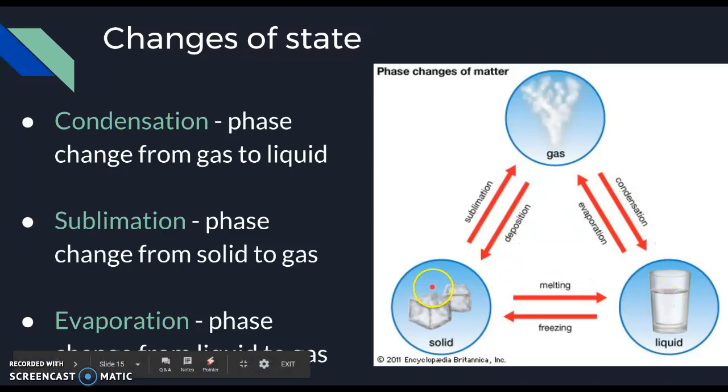Sublimation is when a solid becomes a gas and it totally skips over the liquid phase. And evaporation is the phase change from a liquid to a gas, like when you are cooking and you are trying to cook ramen and you leave the water on for too long and forget about it and all the water is gone because it evaporated.